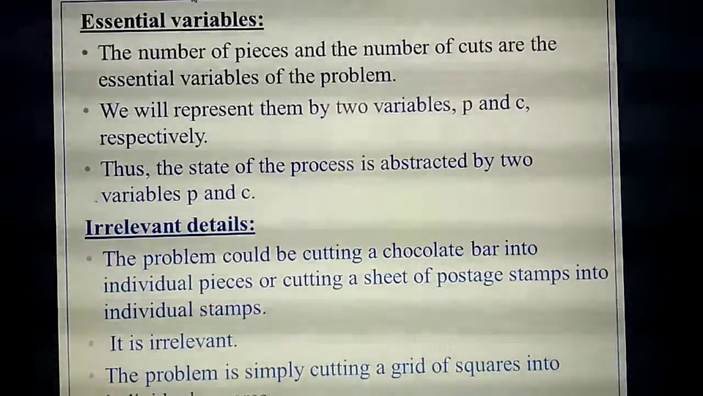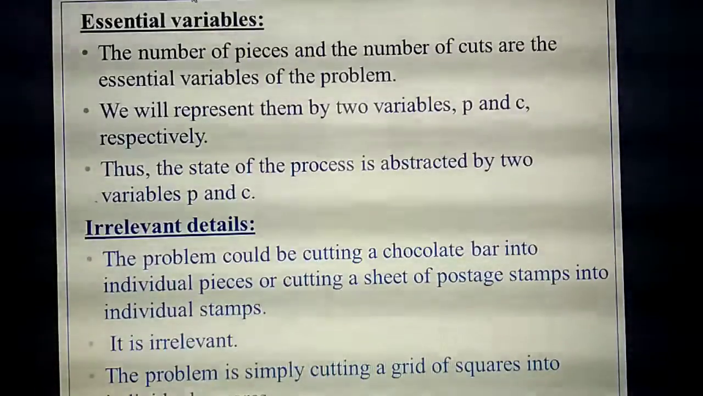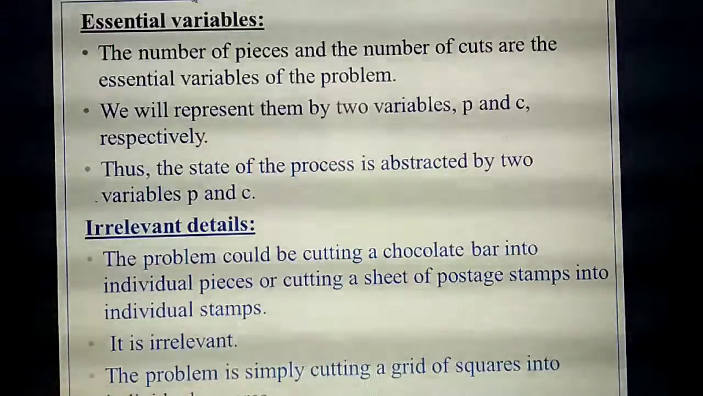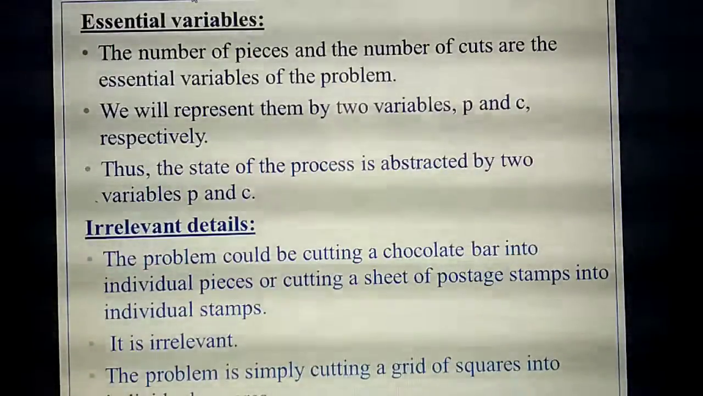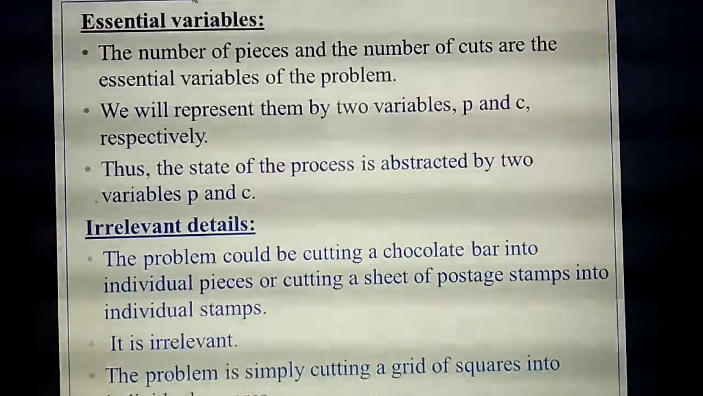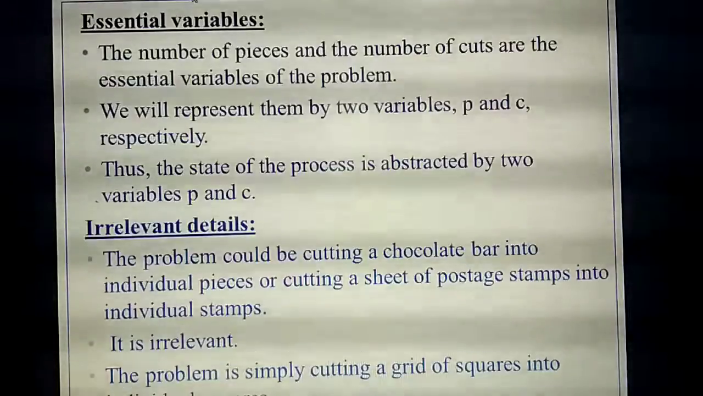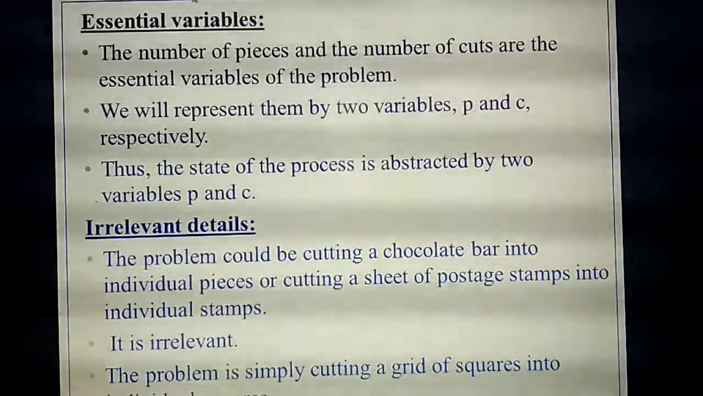So that's not a matter. That is not important. But what's your question? How many cuts you need to get small squares. That's important. Whether you are cutting a chocolate, a cake or a postage stamp is not important. Your question is how many cuts are needed to get individual squares. Understand? That is what they are giving as irrelevant details.